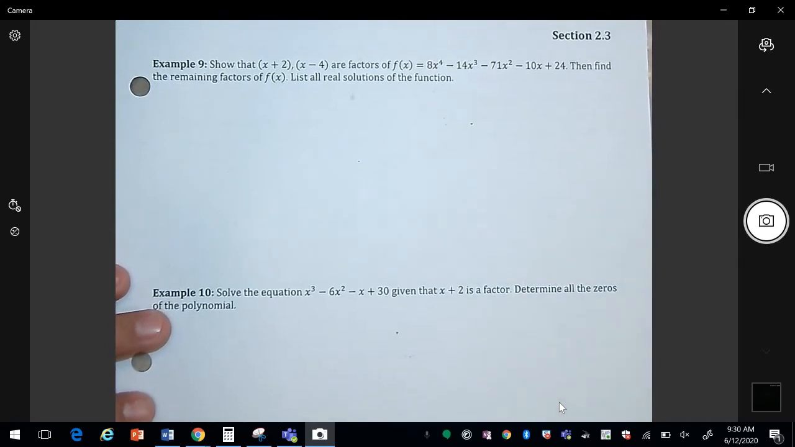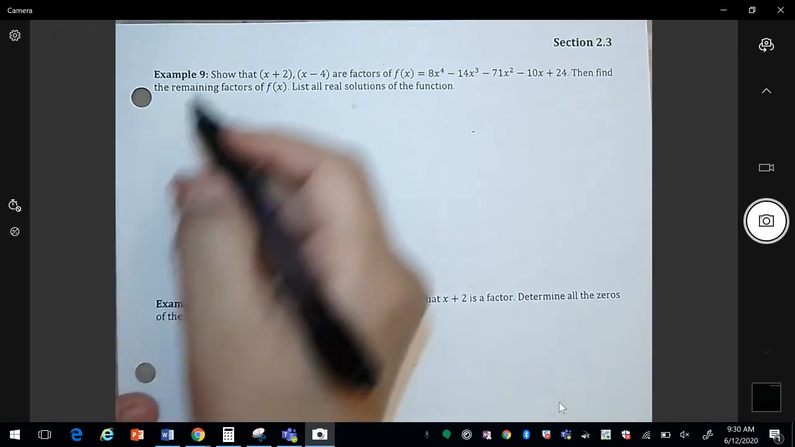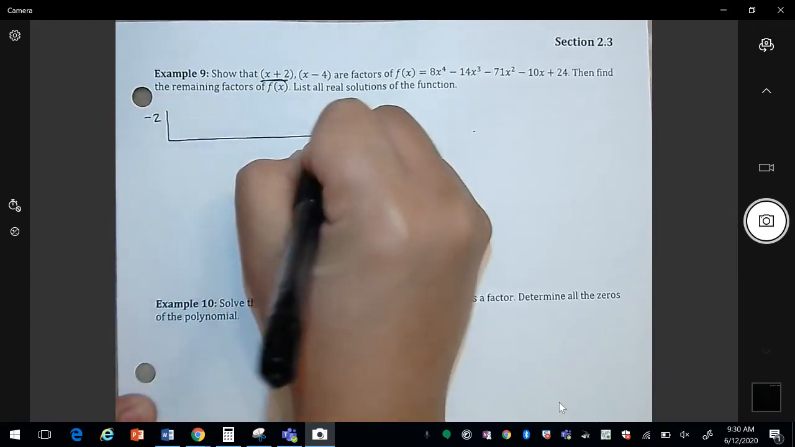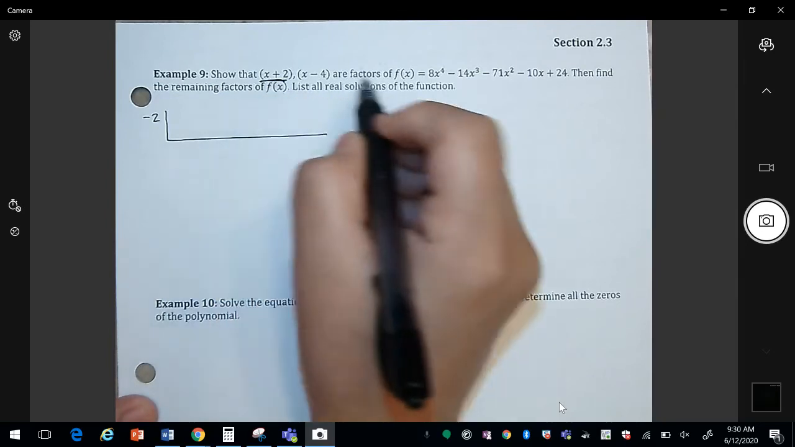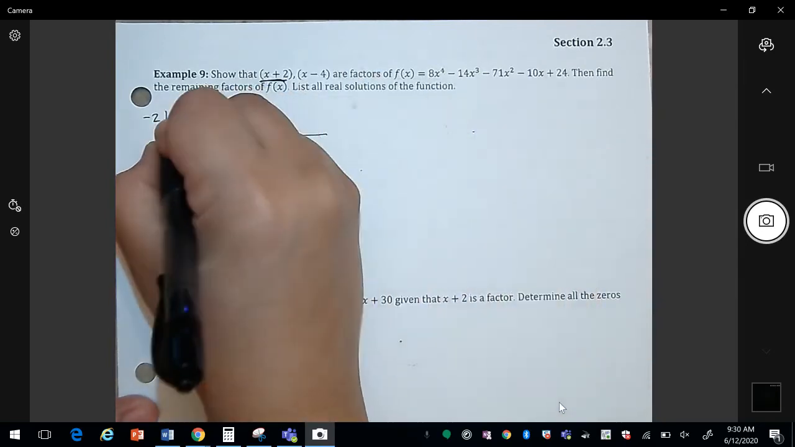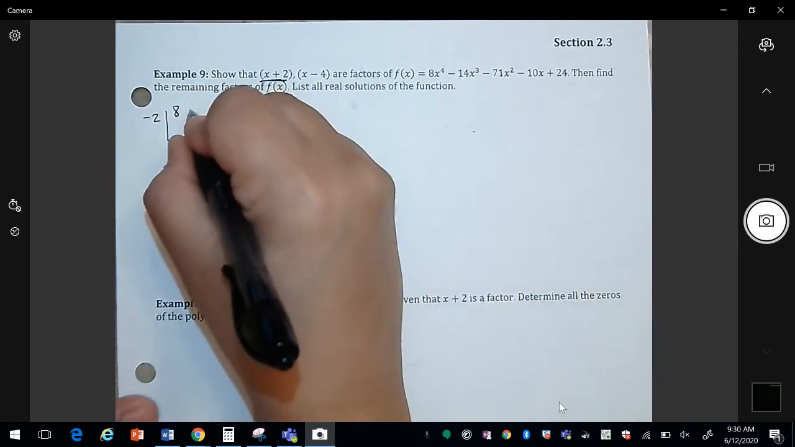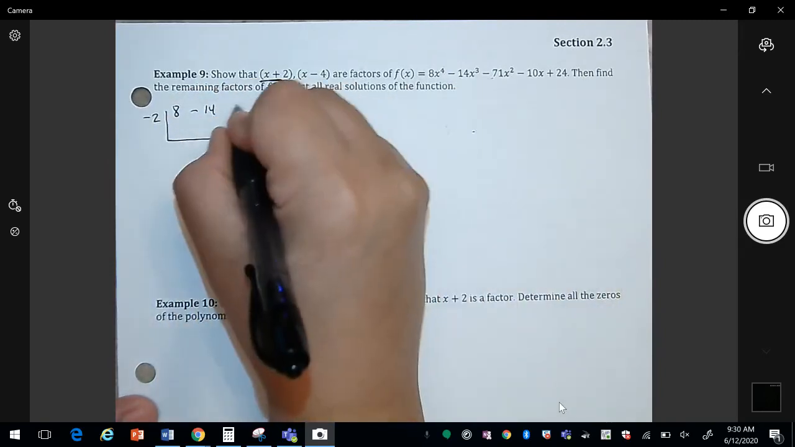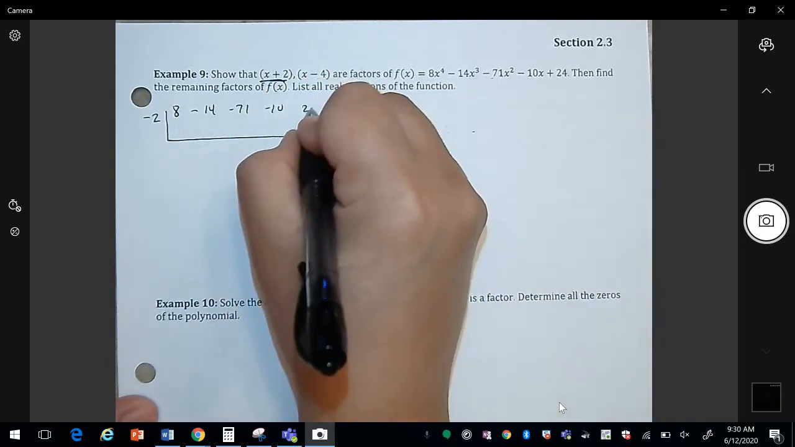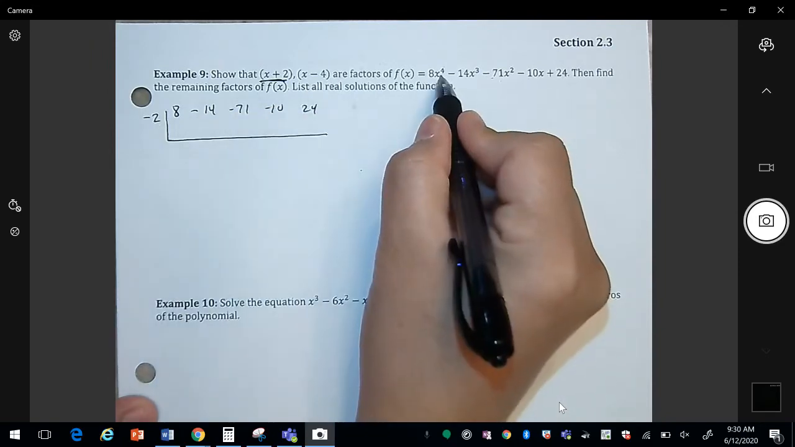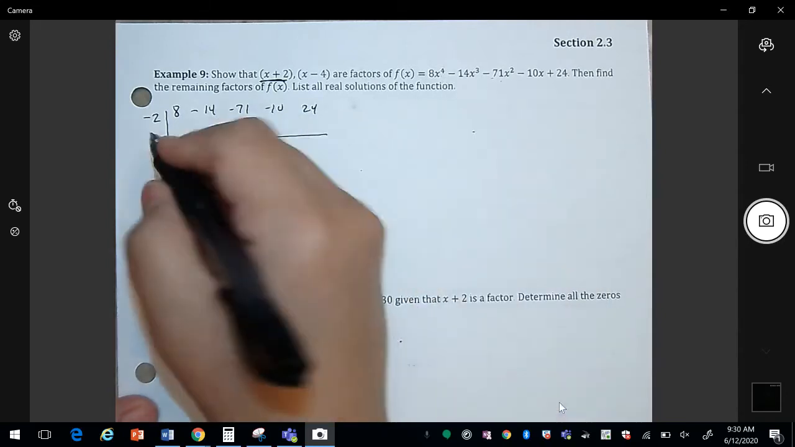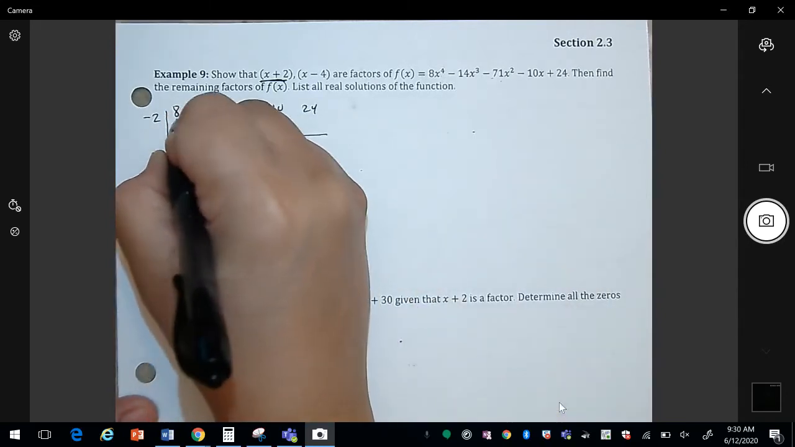Okay, so I'm going to work with x plus 2 first. I'm going to use negative 2. It's the opposite of plus 2. And then my polynomial here is 8x to the 4th, so I'm going to use 8, negative 14, negative 71, negative 10, and 24. So this is to the 4th power. With synthetic division, we're going to break it down until we have a quadratic remaining. So we're going to bring down the 8.